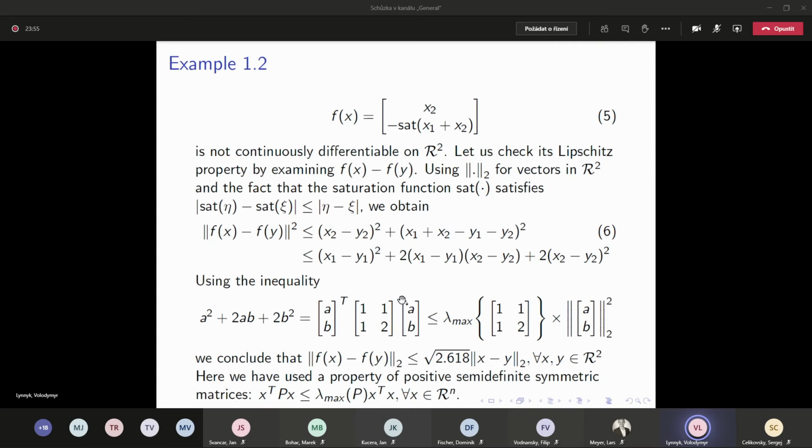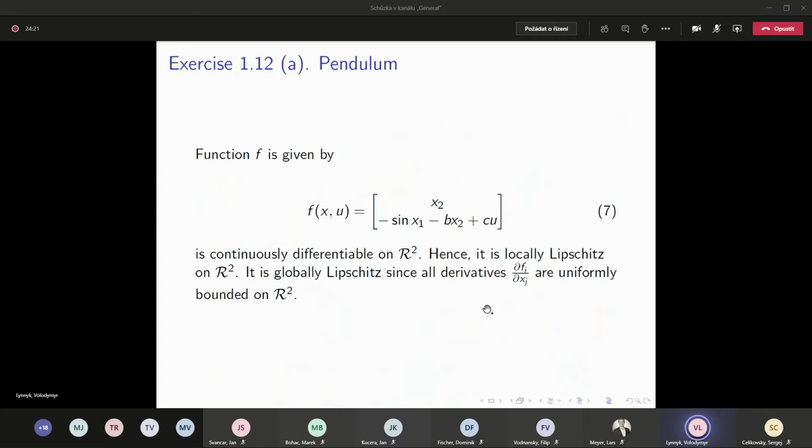Okay, and the result of this calculation is that the Lipschitz constant L is equal to this square root, 2.618. Okay, and next slide.